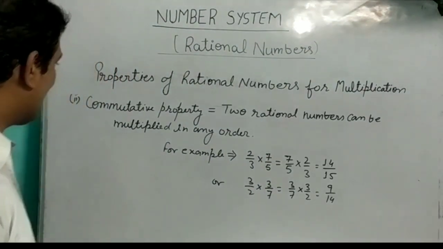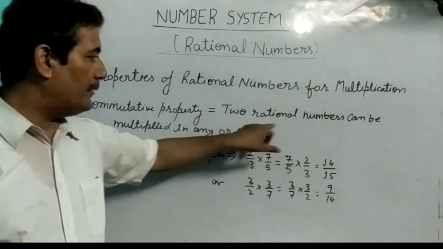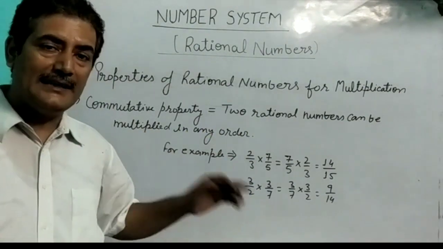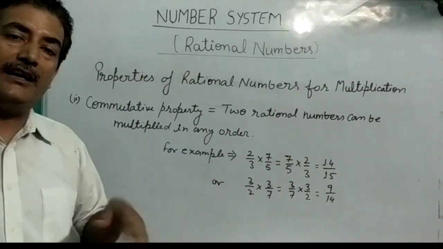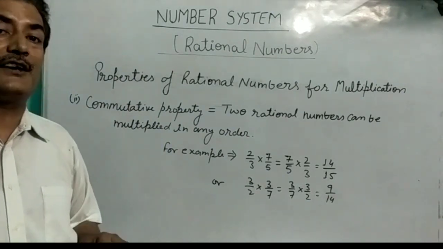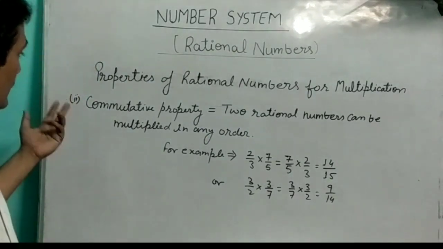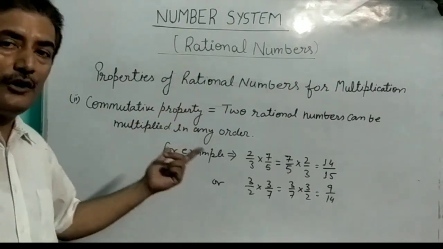Now, the second property is commutative property. Two rational numbers can be multiplied in any order. Similarly, in addition, two rational numbers can be added in any order. But in subtraction, we can't subtract in any order. Like in multiplication, two rational numbers can be multiplied in any order.